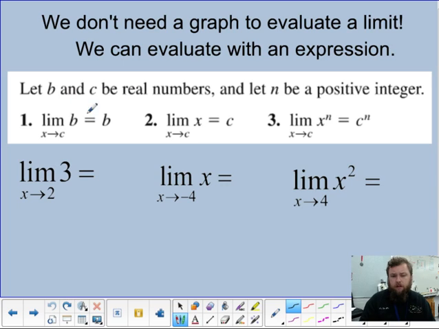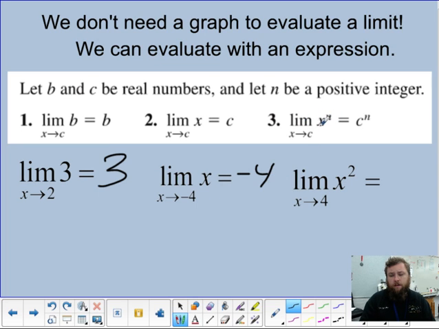So b and c are real numbers, and if the limit of b as x approaches c, it's going to be b. So limit of 3 as x approaches 2, well, it's 3, because it's always going to be 3. X doesn't change it. And limit of x as x approaches c is c. It's just plugging it in. So limit of x as x approaches -4 is -4.